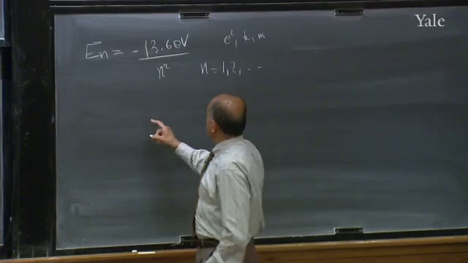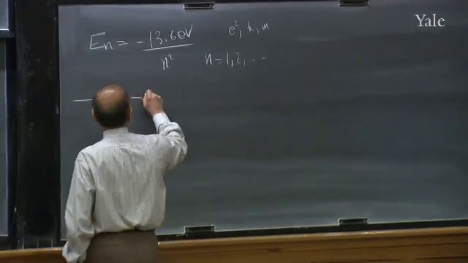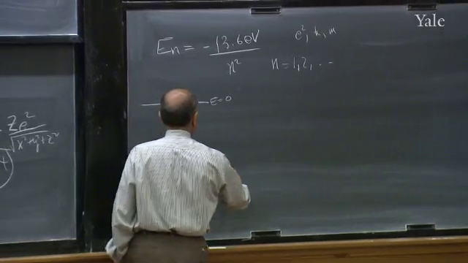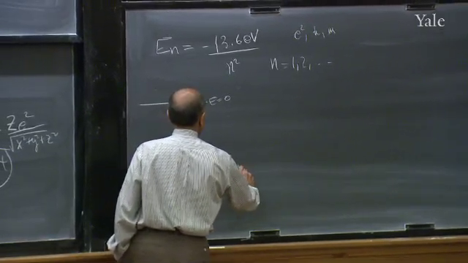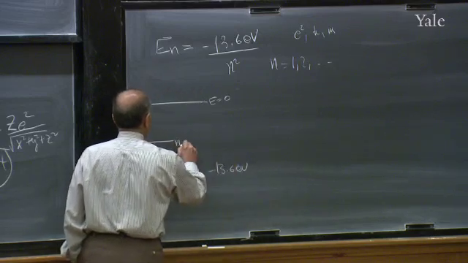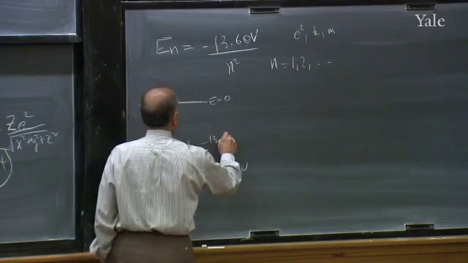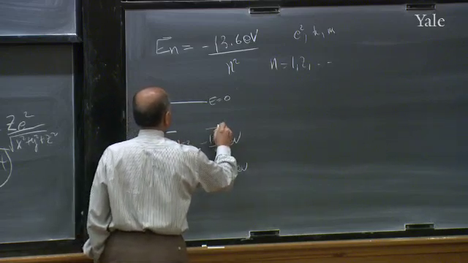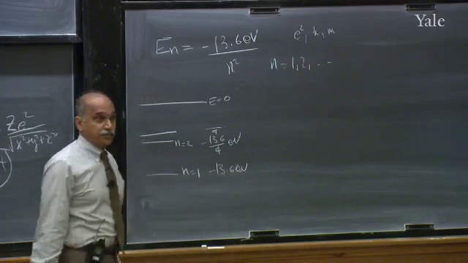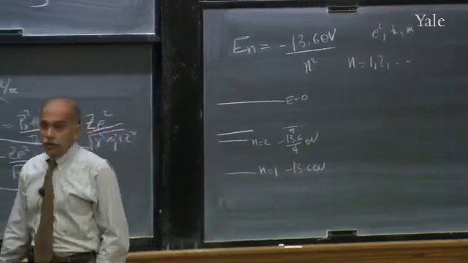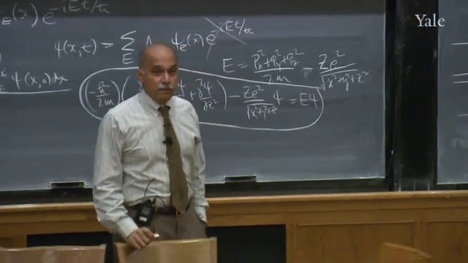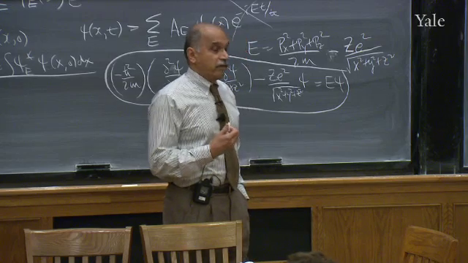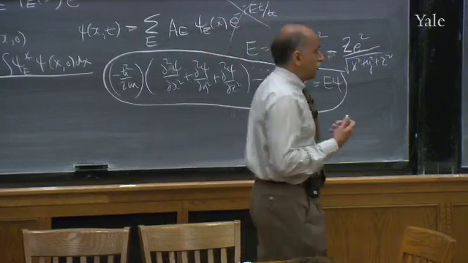So let's plot these energies. Remember, this is energy 0, and this is n equal to 1. N equal to 1 is at minus 13.6 electron volts. N equal to 2 will be minus 13.6 divided by 4 electron volts. N equal to 3 will be that thing divided by 9, and so these are the allowed energies. See, that's a great result, because you are able to find out for the first time what energies are available to this atom.